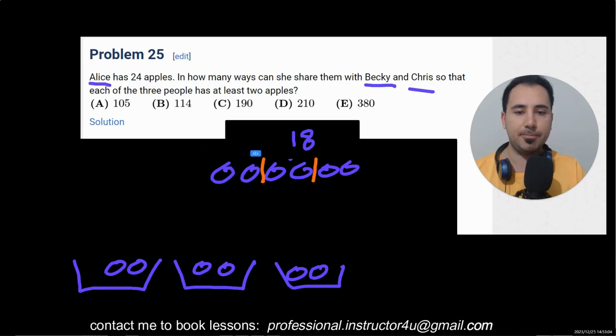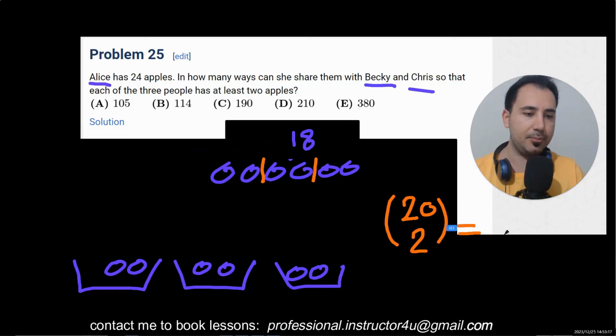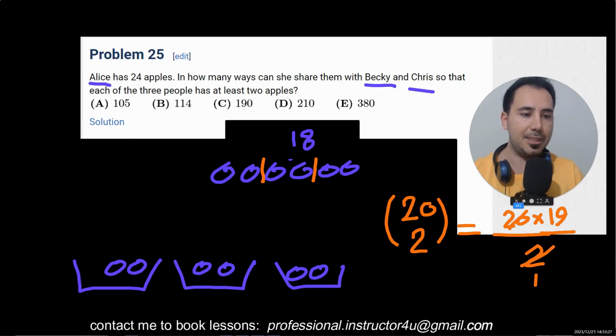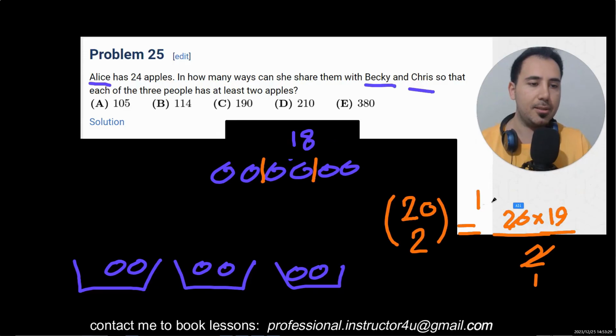2 bars. Okay, so how many items do we have in total? We have 18 apples and 2 bars. That's 20. How many bars? Just 2. There you go. So we're going to write 20 times 19 divided by 2. This one cancels. This becomes 10. Oops. So 19 times 10, 190.